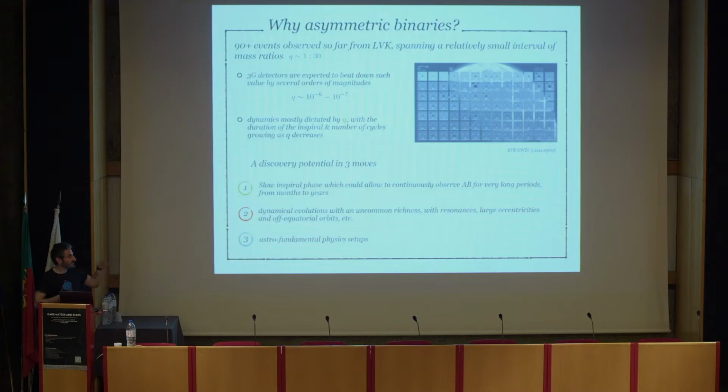So I'm listing here 3 main reasons. The first one is that because of these small mass ratios and this dynamical property, they have a very slow spiral, which tends to accumulate in the observational window of experiments like LISA hundreds of thousands of cycles, an incredibly large amount compared to what we have observed with LIGO and Virgo.